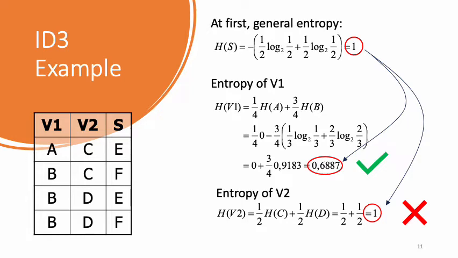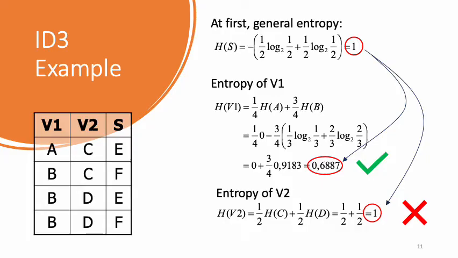Next, we need to focus on the entropy of each feature separately. First, we look at the V1 feature. For samples with value A, all belong to class E, meaning there's no uncertainty for this subset. For samples with value B, we have an equal mix of classes E and F. This subset has some uncertainty because the class is not consistent. When we combine these, the feature V1 reduces uncertainty significantly overall, so it provides a good split.